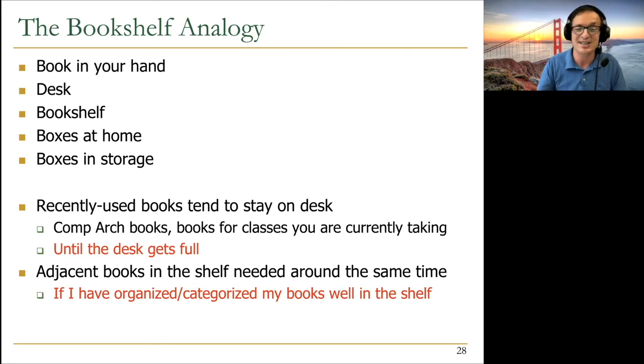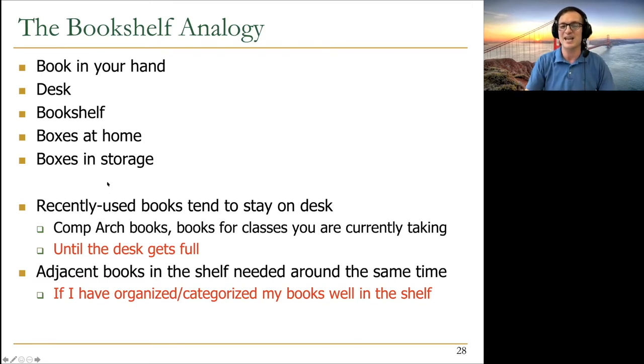You may have some books on your desk, and maybe those are recently used books. They tend to stay on your desk. These are the books maybe for classes you're taking, maybe computer architecture books, and maybe things that you have recently used and that you anticipate to use. But of course, they stay on your desk until the desk gets full. Once the desk gets full, you may need to evict a book from the desk, which may look like a cache, right? And you put it on the bookshelf. And in the bookshelf, you may organize your books some way. Once your bookshelf gets full, maybe you put some really unnecessary or not so used books into boxes at home. And you may also have boxes in storage, not at home, right? That store books that you really don't anticipate using, right? So this looks like a memory hierarchy to me, basically.